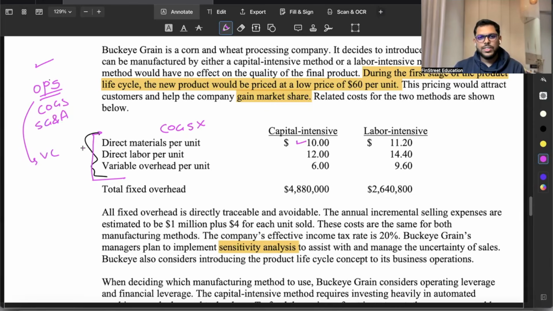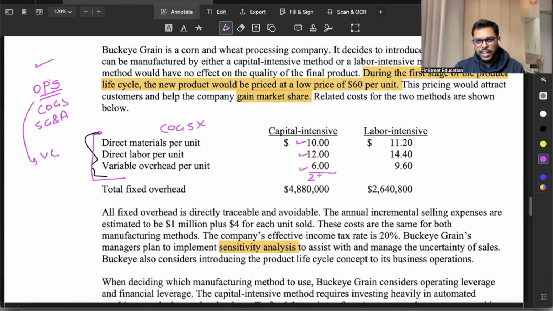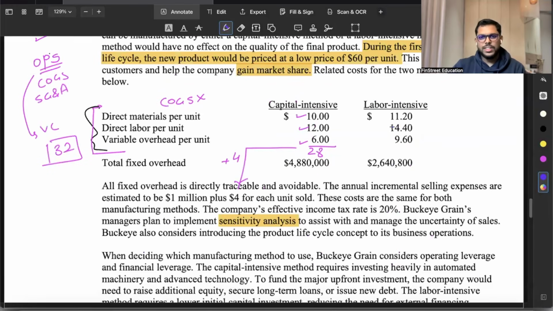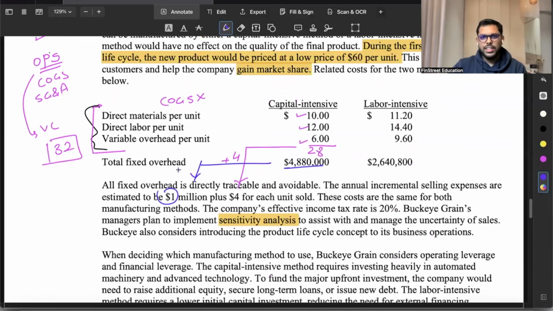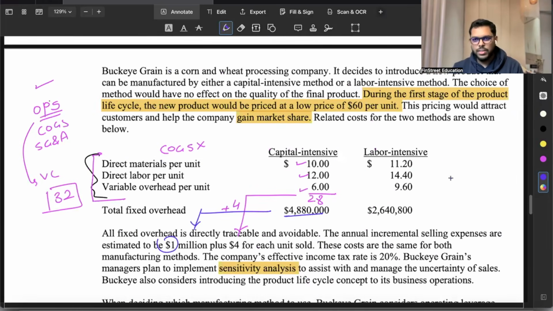We need this VC. 32. So should we take 32? Correct. Yes. This total comes out to be 28. But this will also add plus 4. So this will come out to be 32. So under capital intensive, we have 32 into X units plus we need FC. What is our FC? 4.8 million plus where did the 1 million go, so it will be 5.88 million. This is equal to, why we are indifferent. Cost should be same at total level. Can you tell me the total for this, Veena? 39.2.